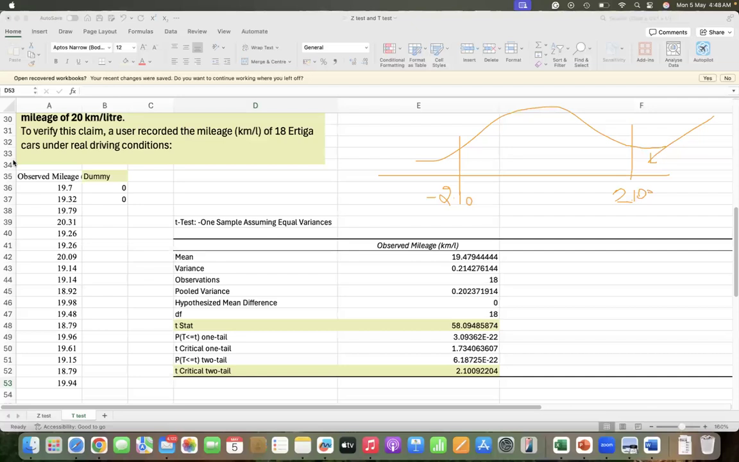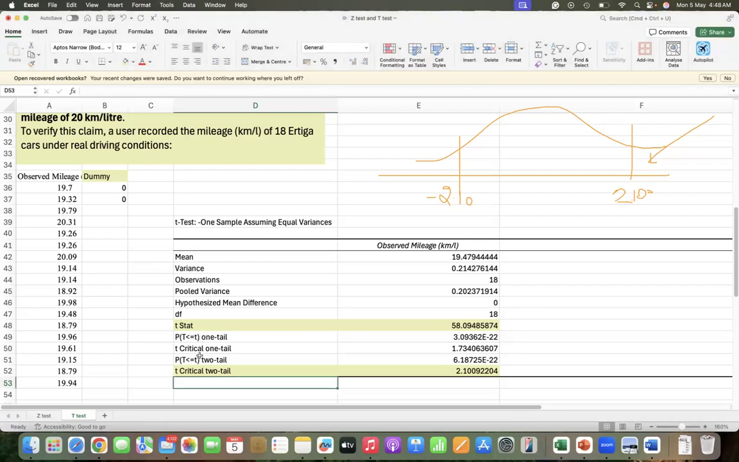Okay. Now look at the p value now. There is p value one tail and p value two tail. We will look at the p value two tail. Here it only shows one value, because the value with which we have to compare we already know, that is the significance value, which is 5%, 0.05 alpha.